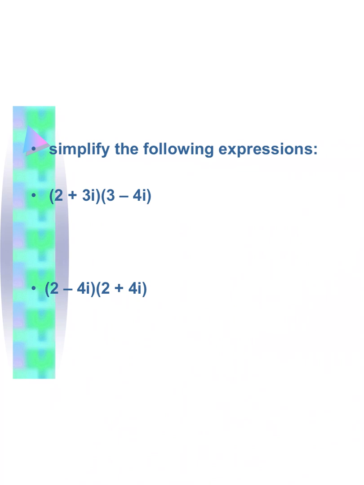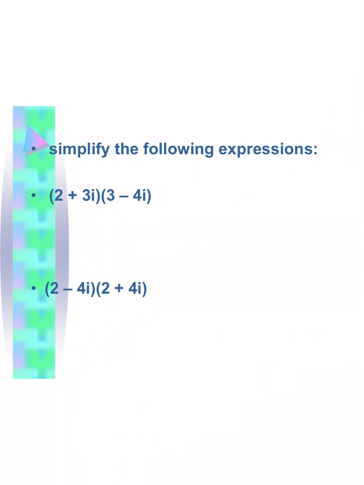All right, see if you guys can come up with the correct answers for the following two multiplications. For our first example, we have 2 plus 3i times 3 minus 4i. Note they are not conjugates. And then for our second example, we have 2 minus 4i times 2 plus 4i, and those are conjugates. So go ahead and see if you guys can select the correct two answers here.